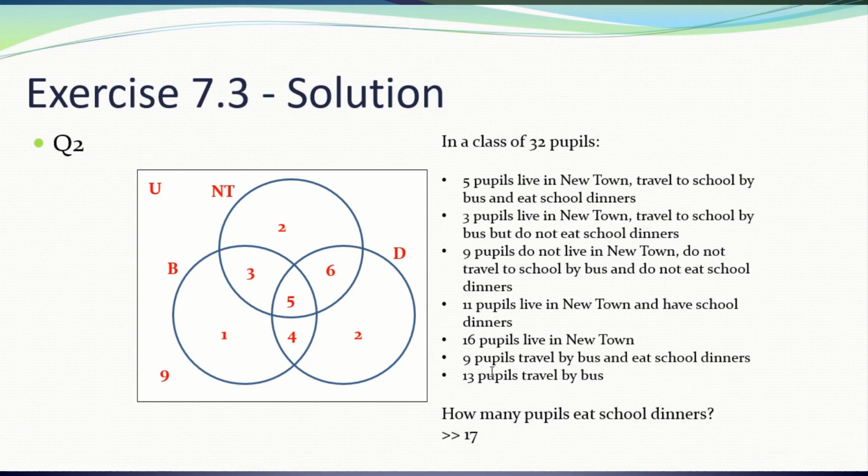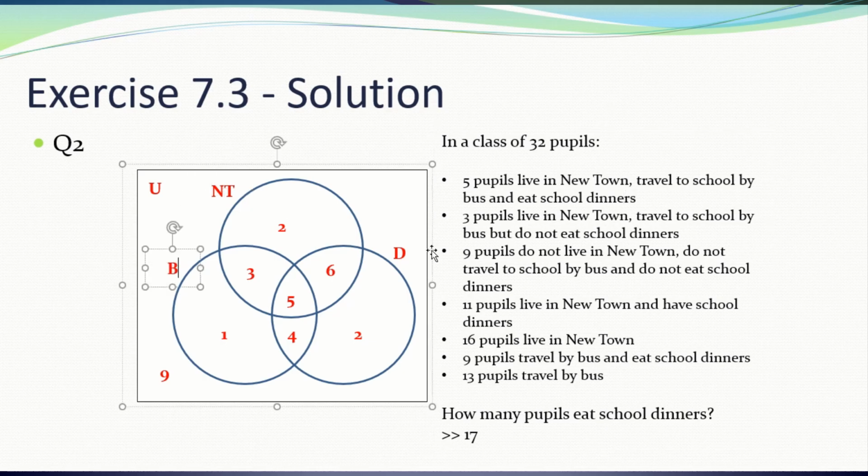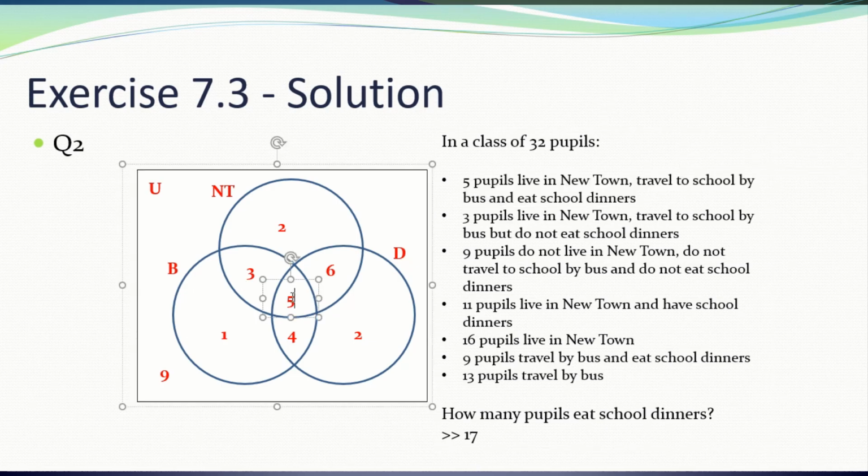Next one, number 2. In a class of 32, 5 people live in Newtown. I would suggest you follow my way. You have Newtown, bus and school dinner. 5 people live in Newtown, travel to school by bus and eat school dinner, that means they do all 3. 5 is here. 3 people live in Newtown, travel to school by bus but do not eat school dinners. That means it's here.